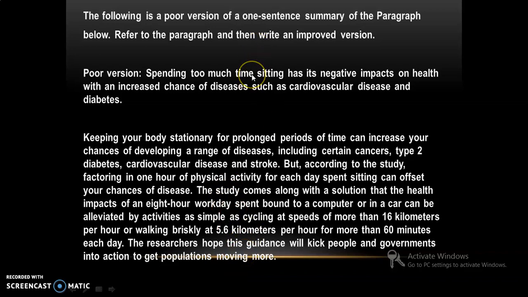And in this poor version, they didn't mention the solution at all. So we notice that there is a problem, there is a missing point, and it's related to the main idea, and I can't skip it. As I told you before, the poor version is not all wrong, so I can simply not mention the types of disease. There is no need for any example. I don't need details, I just need the main point. So I cross out the following points, such as cardiovascular disease and diabetes, and add the part talking about the solution.